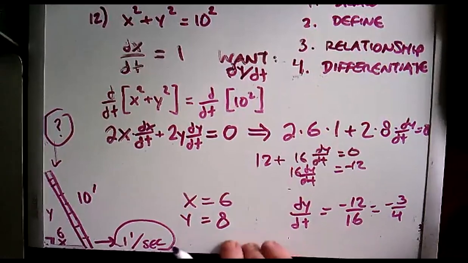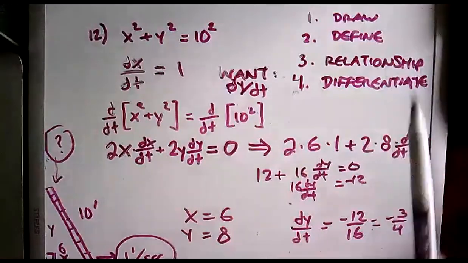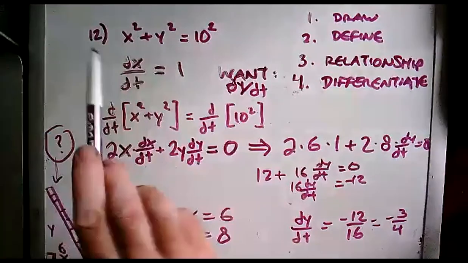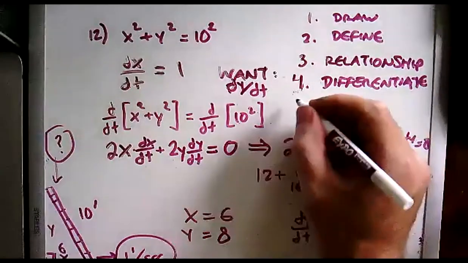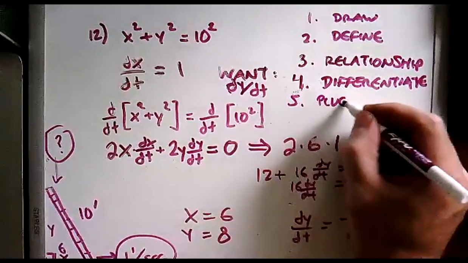Maybe just to finish this strategy thought here, I started with this kind of checklist. We drew the problem, we defined variables, we found a relationship between variables. It was the Pythagorean theorem in this case. We differentiated, and then what we did is we plugged in. Right? So we plug in and solve at that point.